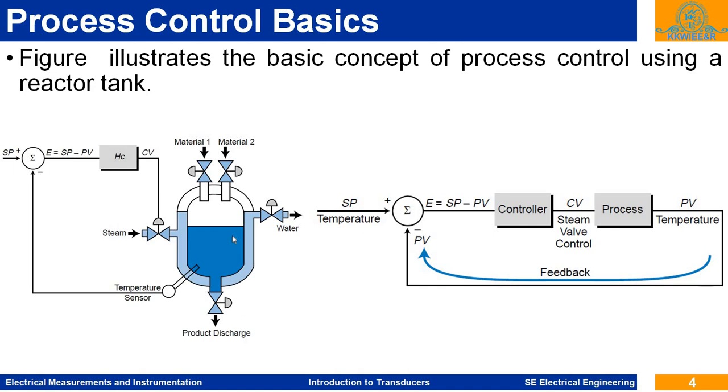To heat this liquid, the reactor is fitted with a steam jacket. The steam enters from one side and exits from the other side, and because of this steam flow in the jacket, the liquid is heated, and the temperature of this liquid is measured using a temperature sensor.